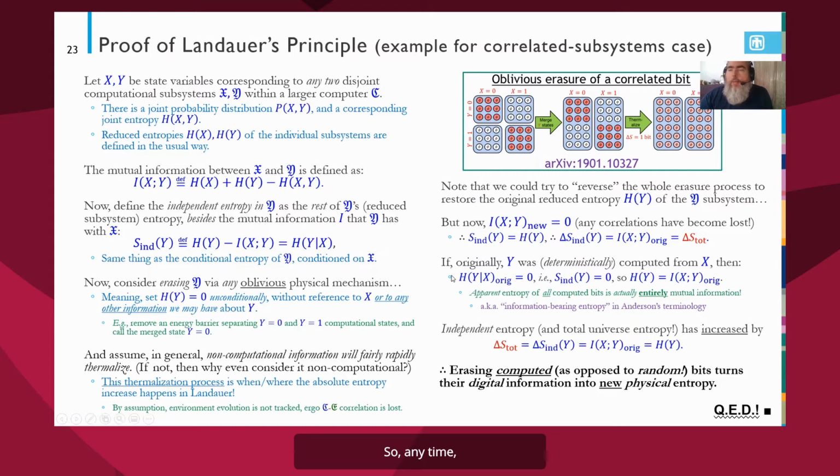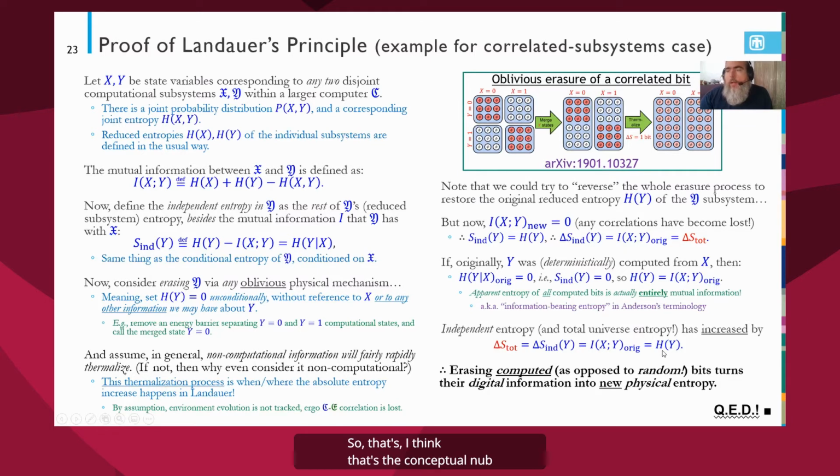So the upshot is that anytime you erase what you think is entropy in a subsystem and it's actually mutual information with another subsystem, the stuff that you thought was entropy, which was not really independent entropy, ends up getting transformed into actual entropy, and entropy increases by the amount of that.